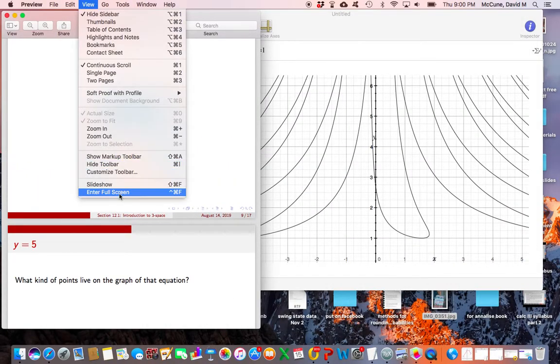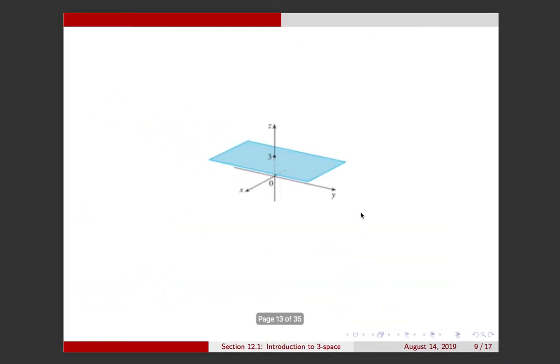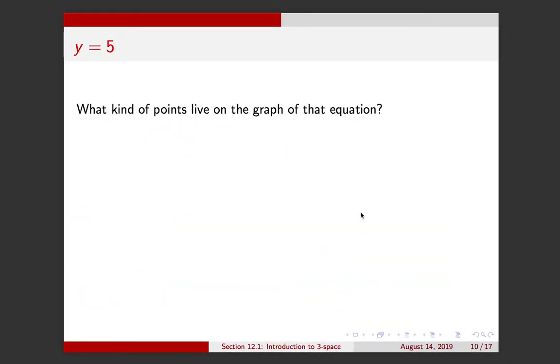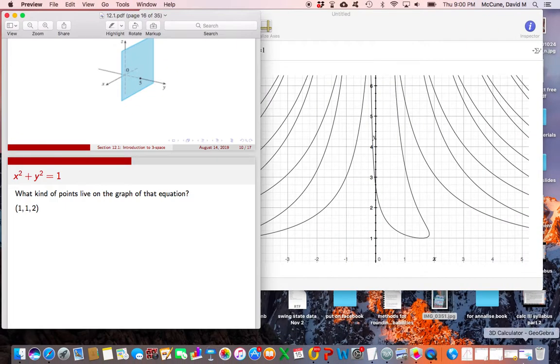Okay, so let's just play around with some more graphs. That was z equals 3. Y equals 5. What kind of points live on the graph there, right? And again, you could think about different points, but you come to the same kind of conclusion. Now the y coordinate is all that matters. So the x coordinate can be whatever, because you can't really substitute it, right? Z coordinate can be whatever. Here is y equals 5. All that matters is the y coordinates are 5.